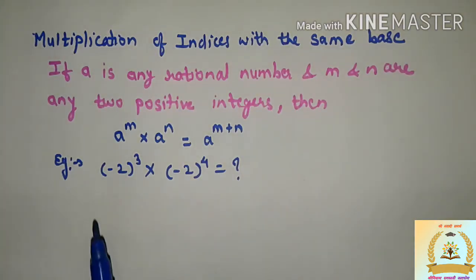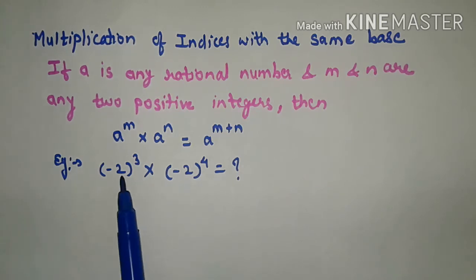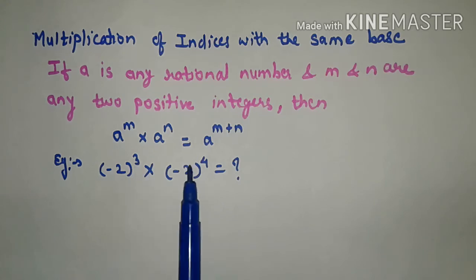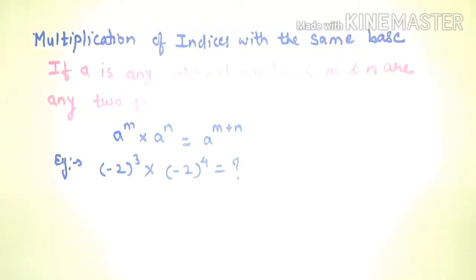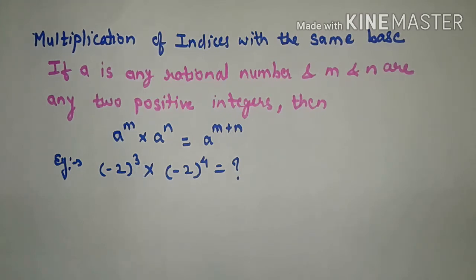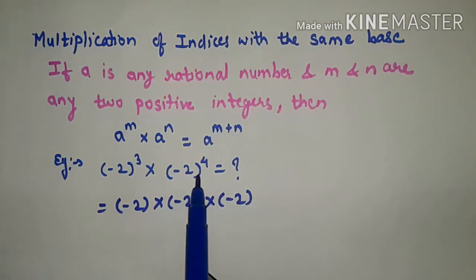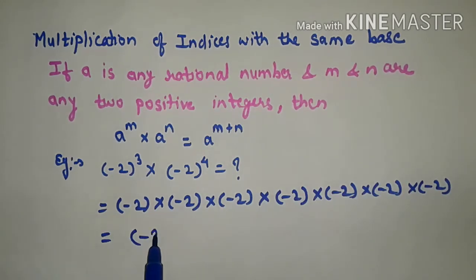Example: minus 2 raised to 3 multiplied by minus 2 raised to 4 is equal to what? Now here the bases are the same, that is minus 2. The indices are different: here the index is 3 and here the index is 4. Now we will solve this. Minus 2 how many times? 3 times. Now minus 2 4 times. Now count the total: minus 2 raised to 7.